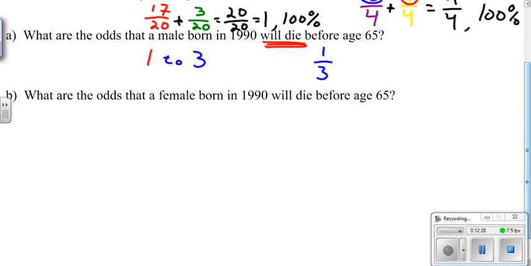Similarly down here, we have the odds that a female born in 1990 will die. So successful means death, die. Remember that was 3 out of 20. So our success is 3. And we want odds, so it's going to be 3 to some number. If this one was die, then we're looking at live, which is 17. So 3 to 17. Those are a female's odds of dying, 3 to 17. Crazy, crazy odds.